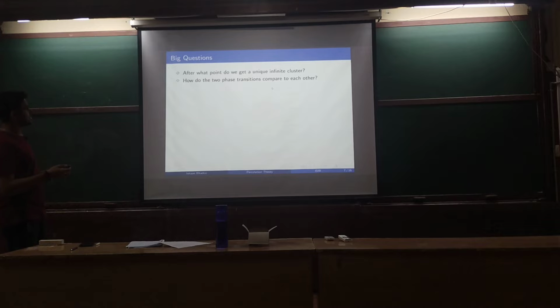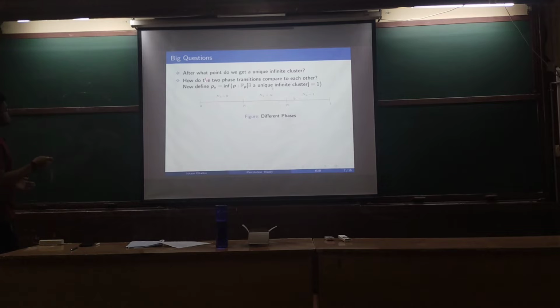And how do these two phase transitions compare to each other? We have this PC after which you get an infinite cluster, and we have this other value after which you get only one infinite cluster. What is the relation between these two? And one question that I would like to add here is, what is the nature of such a phase transition? You can think of it like, is it an abrupt change or is it a continuous change? When you go from less than PC to greater than PC, what happens at exactly PC? You want to know those answers as well.